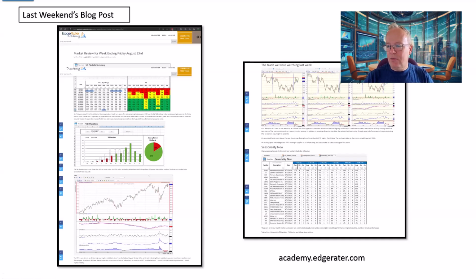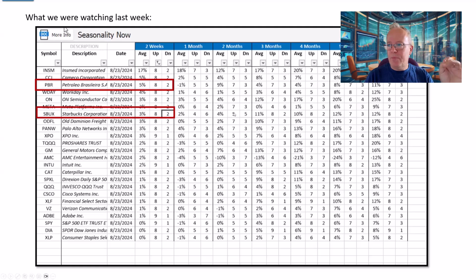seasonality report, the seasonality report that you can generate in EdgeRater today. And essentially, there was a list of about 20 stocks. And I said in this blog post last weekend, these were the stocks that I would be watching because they have upcoming seasonality and paying attention to some other factors too. So here's a more close-up view of that report, and there are two stocks that I just wanted to talk about.